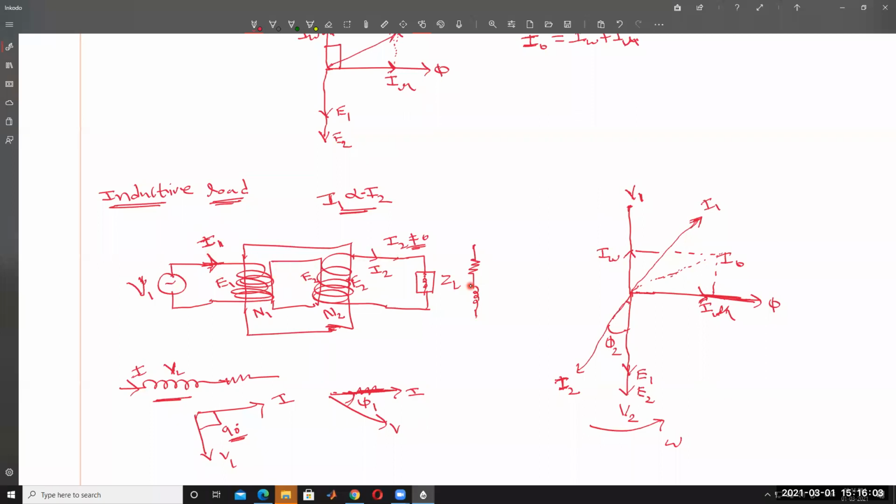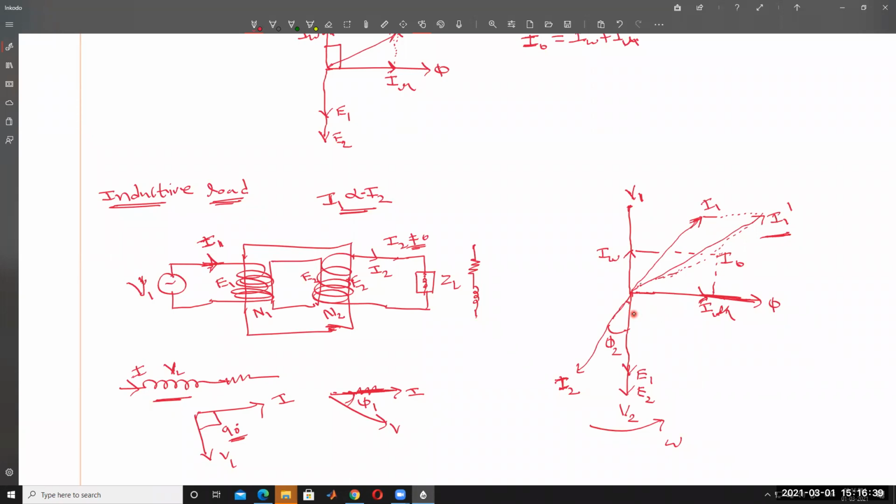So we get the phasor diagram like this, and the resultant of the no load current I0 and this current I1 is called the actual primary current. The resultant of these two is called the actual primary current, I1 dash. So this is the phasor diagram of the transformer under inductive load.